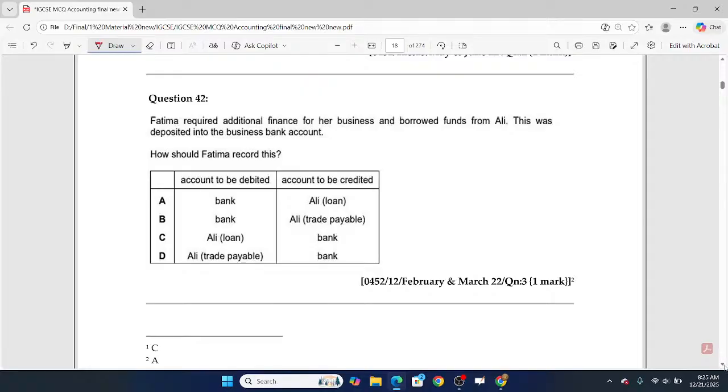Now the 42nd. Fatima required additional finance for her business and borrowed funds from Ali. This was deposited into the business bank account. How should Fatima record it? The account debited being the bank, so these two are correct, and the account to be credited being Ali loan payable. It's not trade payables. Trade payable is due to purchases: you purchased but have not paid. That comes under trade payable, so it's not trade payables. So A is the correct answer.